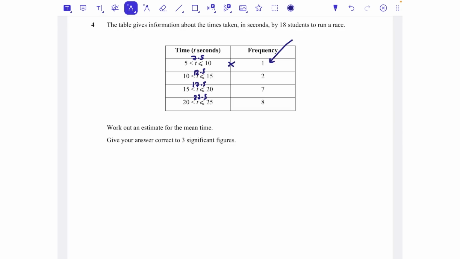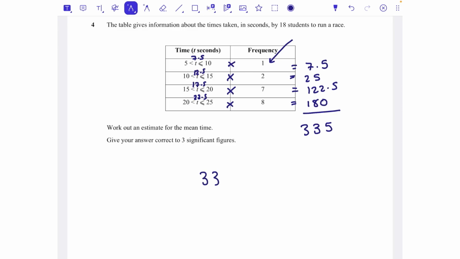We then say one of those, 2 students each going 12.5 seconds, 7 students each doing 17.5, and 8 students doing 22.5. We times across, we add all of that together. So one lot of 7.5 is just 7.5, 12.5 times 2 is 25, 17.5 times 7 is 122.5, and 22.5 times 8 is 180. Adding all of that together, 122.5, add 25, add 7.5 is 335.